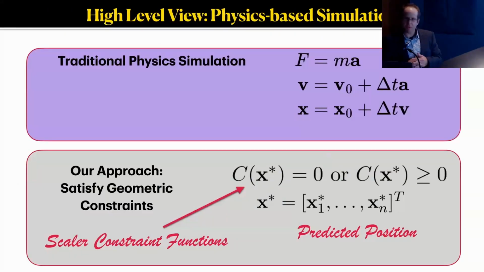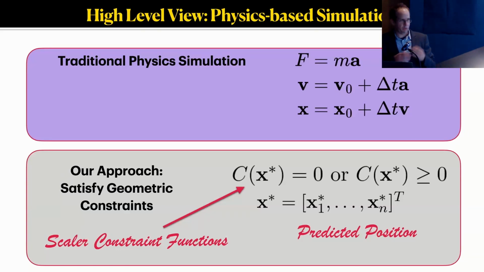In a traditional physics simulation, we have some sort of forces. From these forces, we can extract acceleration, then from acceleration, velocity, and from that, the position. That's the basic traditional framework. In our framework, we don't have forces, but we do have constraints on the positions of the agents. What we want to do is satisfy these constraints. If a constraint is equal to 0, that means the constraint is satisfied.